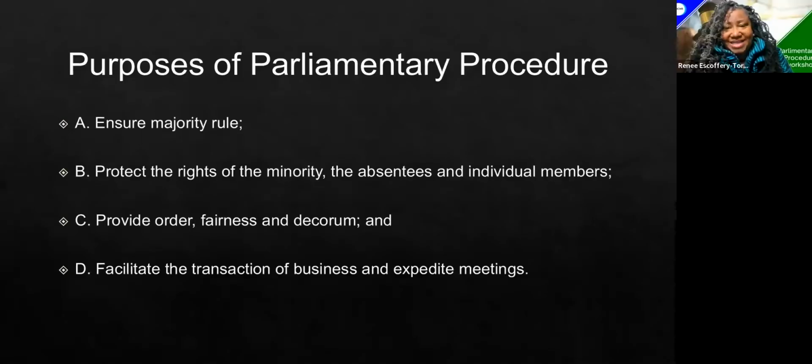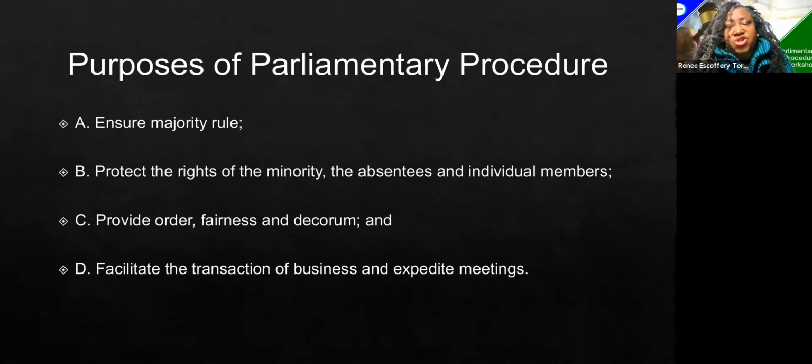All right. So let's start at the beginning. And actually, we're on the first slide. The purposes of parliamentary procedure. Number one, to ensure majority rule. Procedures will provide that assurance that the majority is getting its needs met.